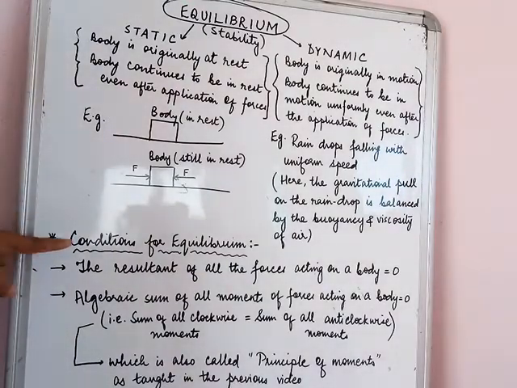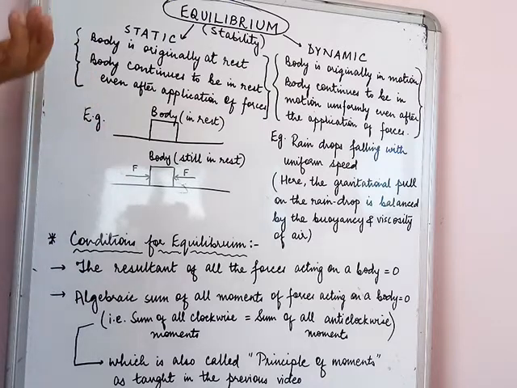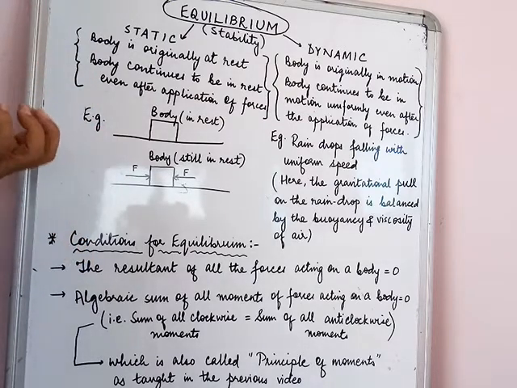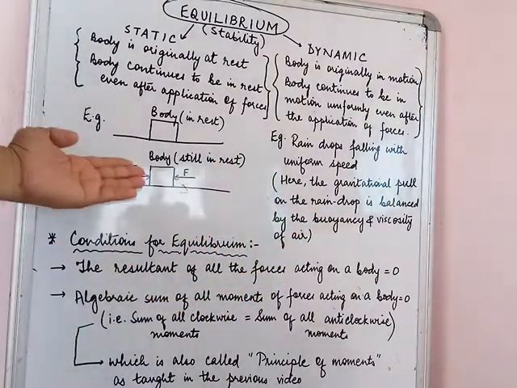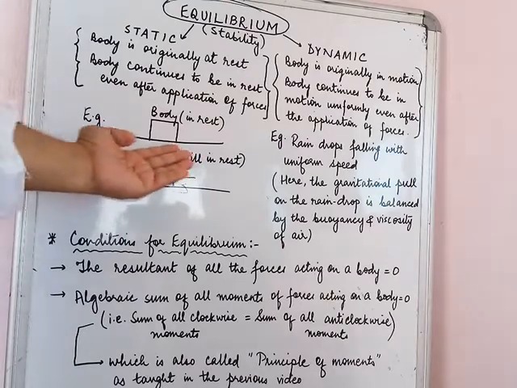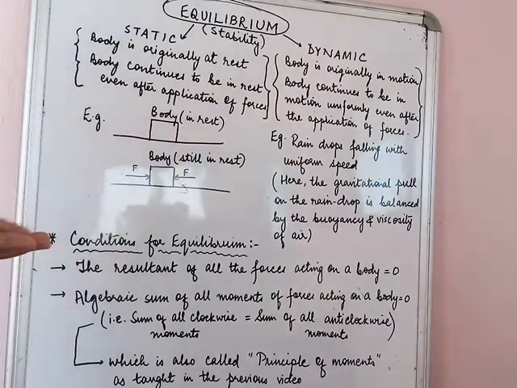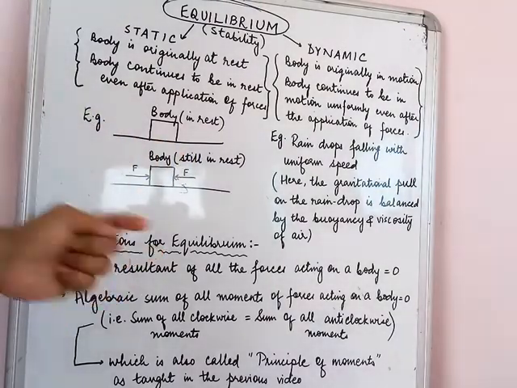Now coming to the conditions for equilibrium. What are the conditions that are necessary for any equilibrium to exist? There are two conditions. The resultant of all the forces acting on a body should be zero. As you can obviously see over here, the resultant of these two forces acting on the body is producing no net result. Therefore, that's one scenario.